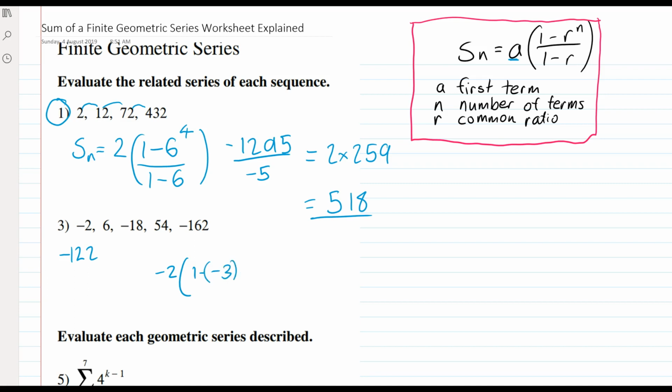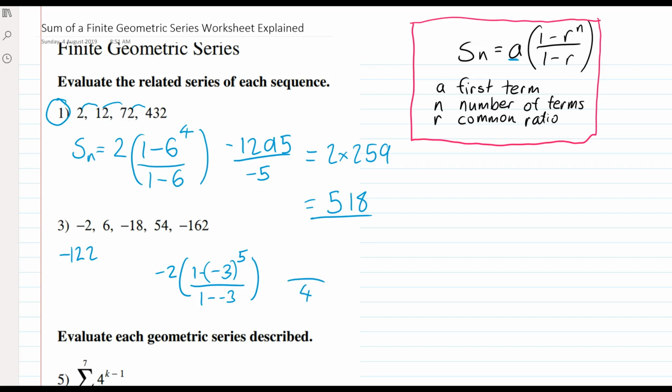That's in brackets. There's 1, 2, 3, 4, 5 terms. So that's to the power of 5. And all that's over 1 minus 3. Close my brackets. Now the minus here makes a plus, so our bottom number is going to be 4.